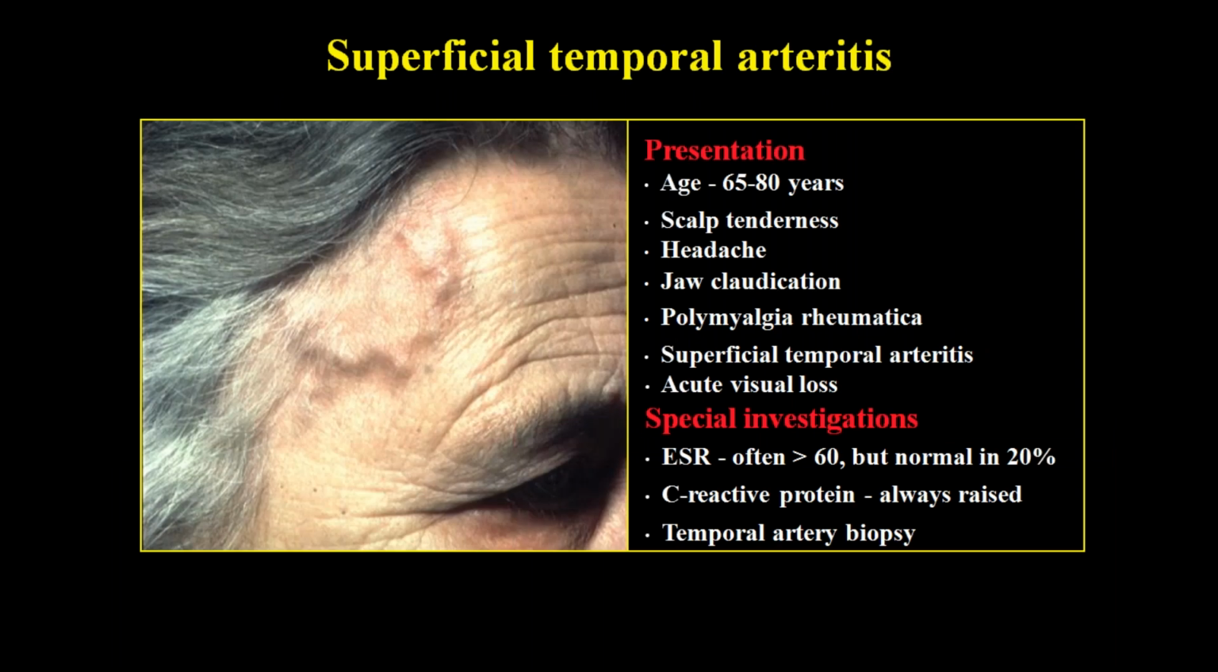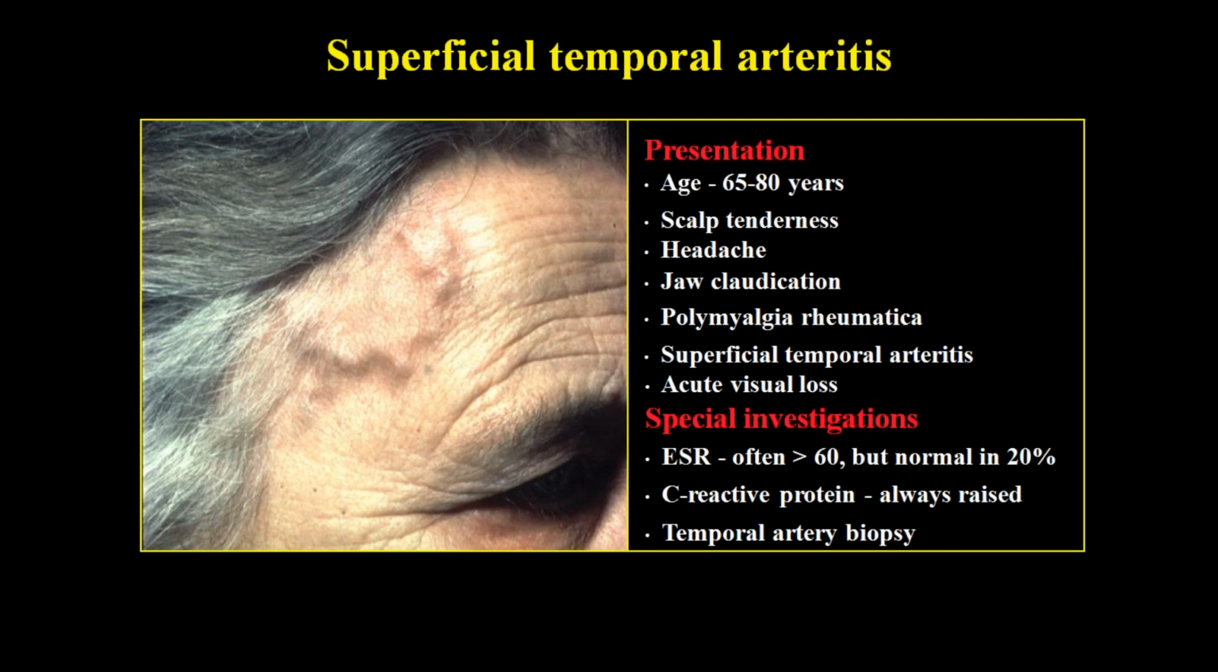So what are the other features of arteritic anterior ischemic optic neuropathy? The previous one we saw was non-arteritic. Now we are seeing what is arteritic. Here also the features are similar, but there are associated features like temporal arteritis. This arteritis is a common feature associated with the arteritic type of AION. It is commonly seen in the elderly age group. There is headache, jaw claudication or jaw pain, polymyalgia rheumatica, superficial temporal arteritis, and visual loss is acute.